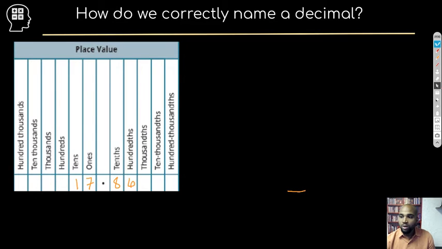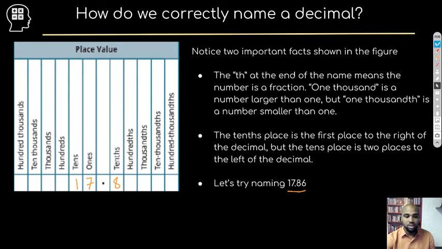The way you want to say this, let me pull my slide back up, is where the decimal ends. So there's a 6 right there in the end. And we're going to call this 17 and 86 hundredths. And that's how we're going to do it. So we're going to do some more practice and get into how to name those.